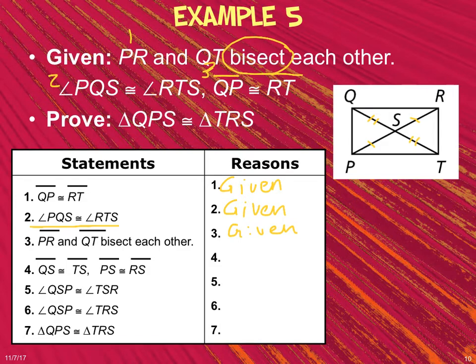So just by looking at step 4, QS is congruent to TS, we just wrote that here by putting these 2 tick marks that they're congruent, and PS is congruent to SR. Again, we just wrote that here by putting these tick marks. How did we know that those tick marks belong there? Because of the definition of bisect. So for reason number 4, we're going to put definition of a bisector.